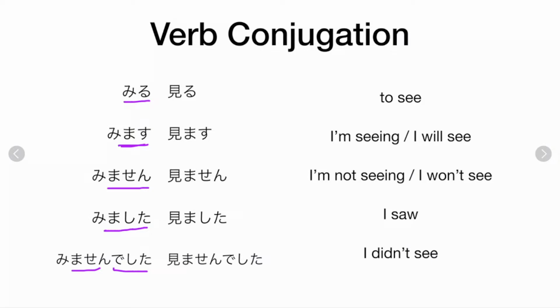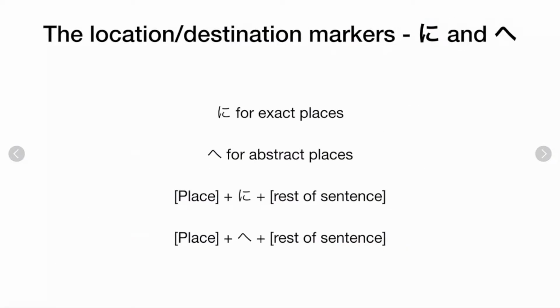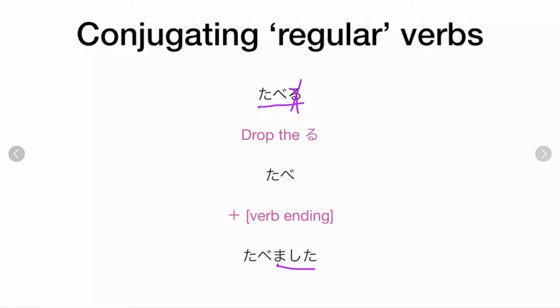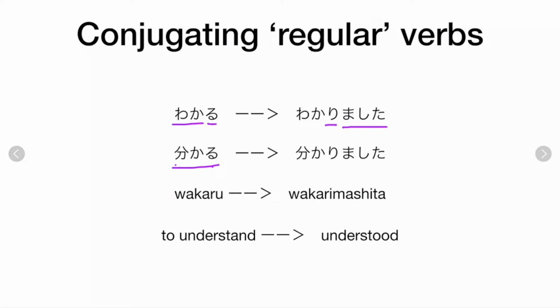Okay, so this is for iru-eru verbs, the second type. I think I don't have a similar slide for regular verbs, but I'll just talk about them quickly. If it was wakaru, wakaru becomes wakarimasu, wakarimashita, wakarimasen, and wakarimasen deshita.